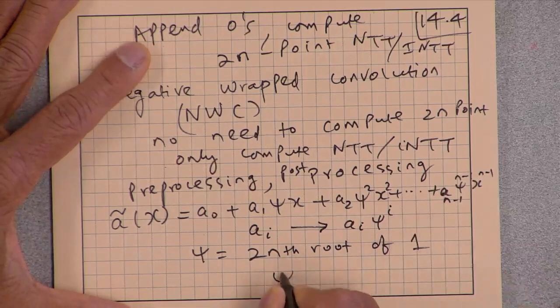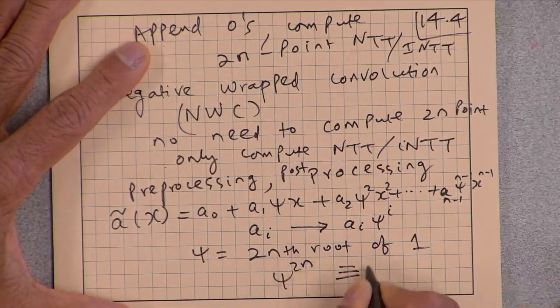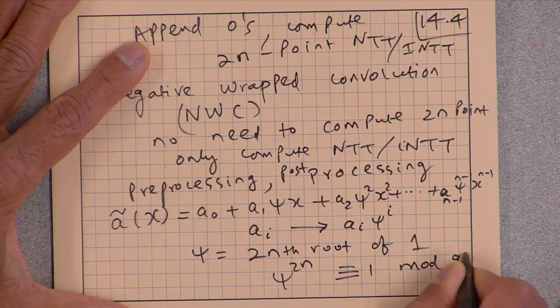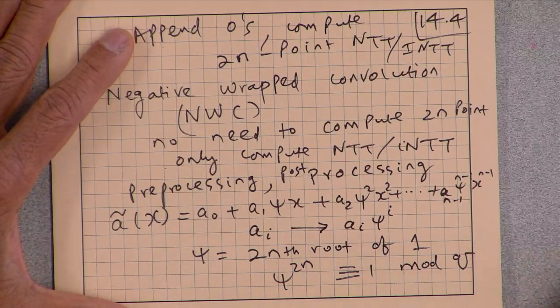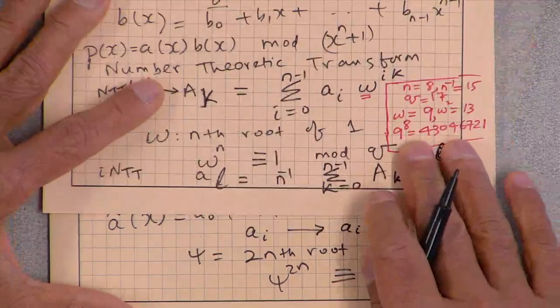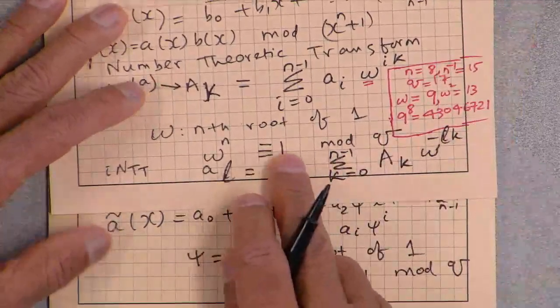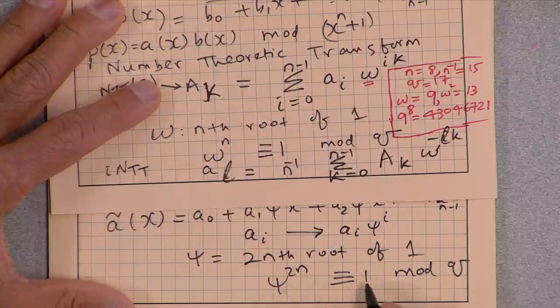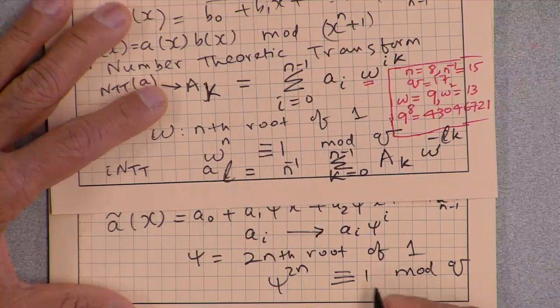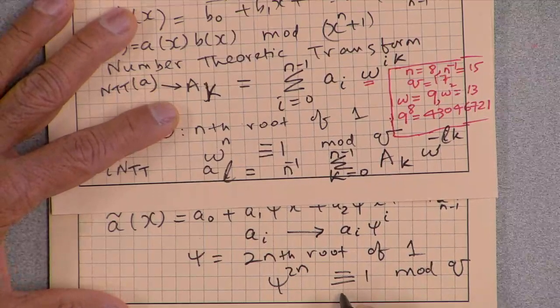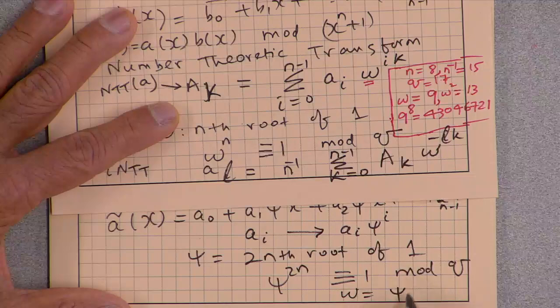So that means psi to the power 2n mod q will be 1. Okay, so that is the difference. Remember that omega was the nth root of 1, and psi is the 2nth root of 1. So that means omega is equal to psi squared. Okay, that's one way to think about it.